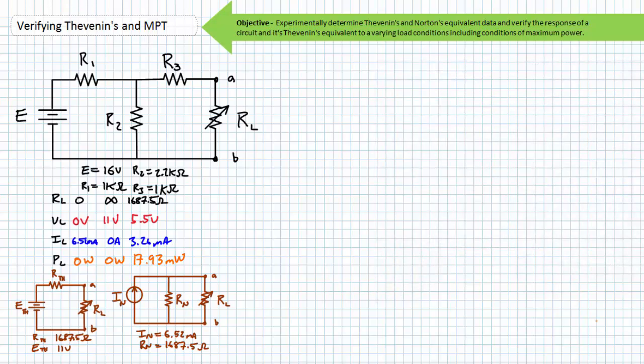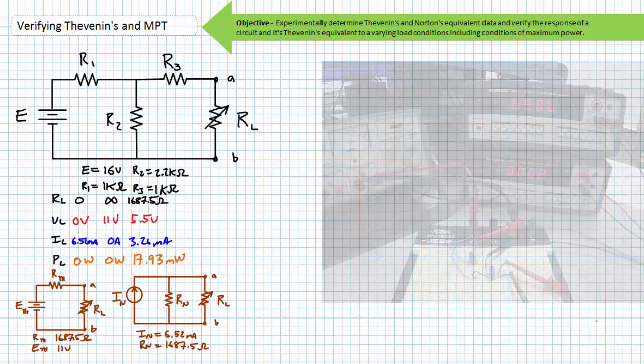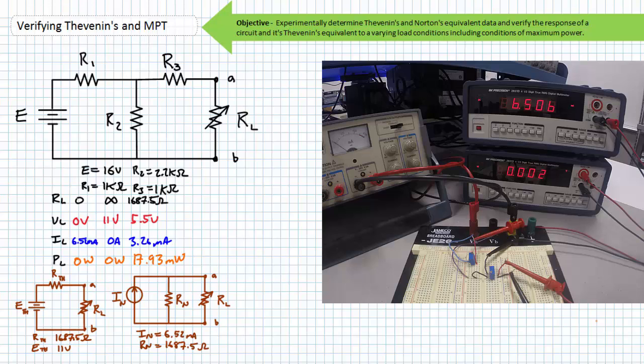Now, let's verify the functionality of the Thevenin's equivalent circuit in 3 different scenarios. Once in short circuit conditions, again in open circuit conditions, and again in maximum power conditions. The voltage source has been set up to 11 volts and a potentiometer has been adjusted to 1687.5 ohms.